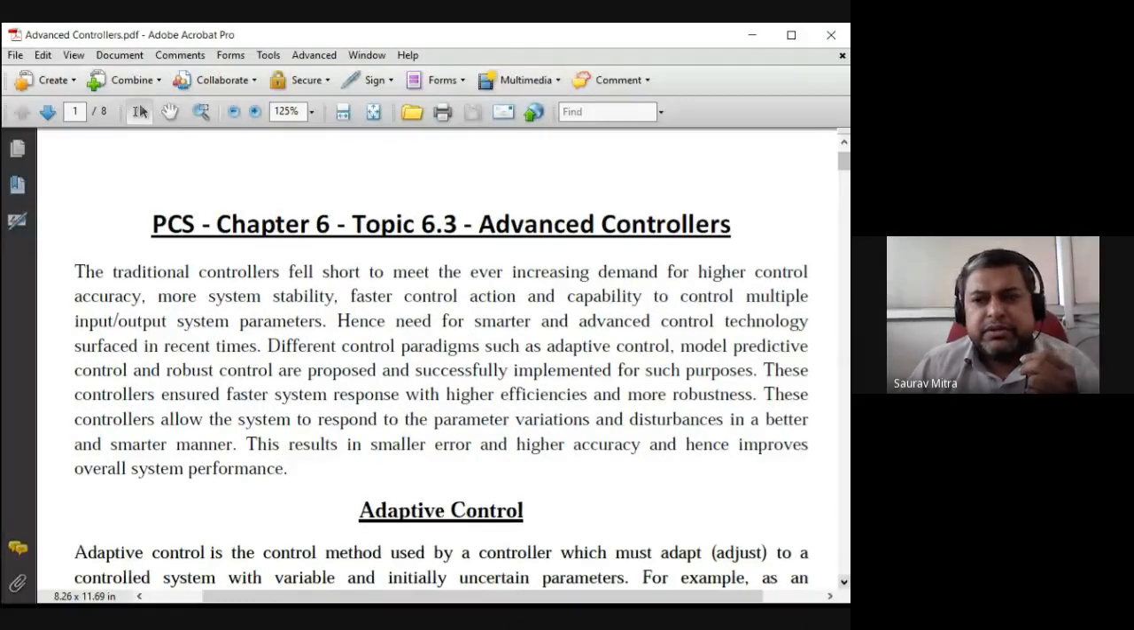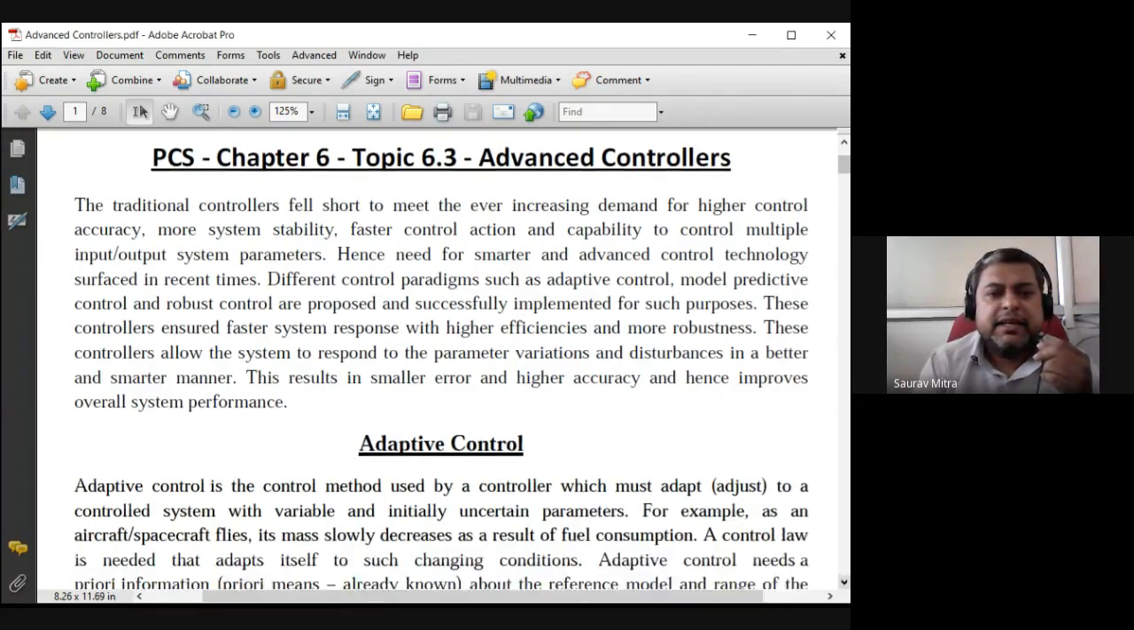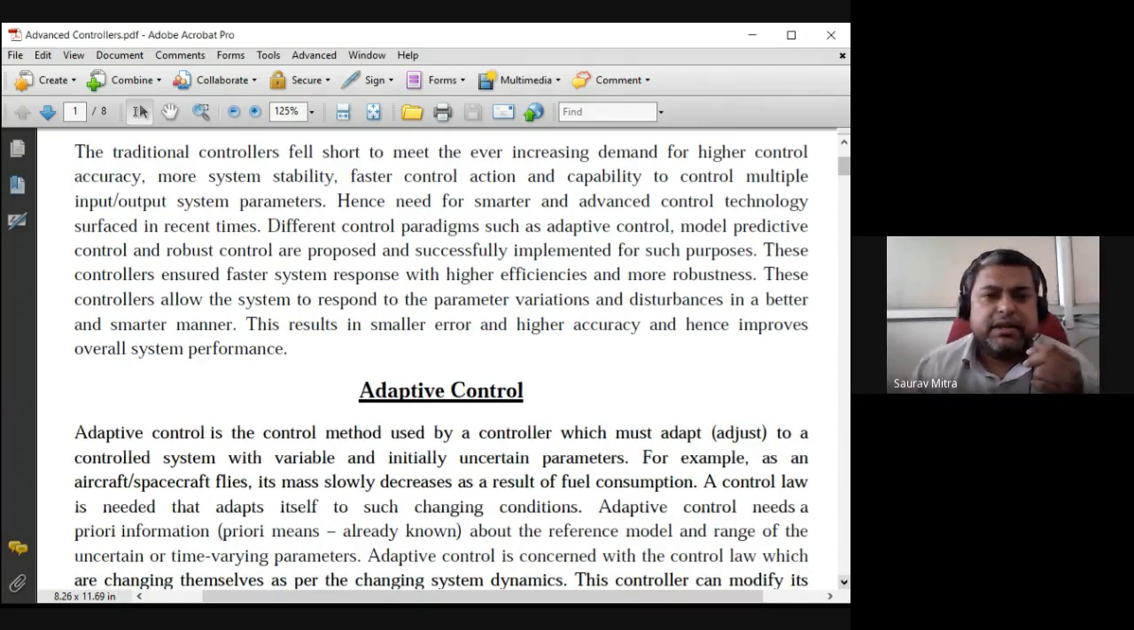So today we are going to see mainly three advanced controllers. There are six advanced controllers in your syllabus. We will start with what is the need of advanced controller. The topic header is advanced controller, and what is the shortcoming of the traditional controller for which we use advanced controller, that is supposed to be known first.